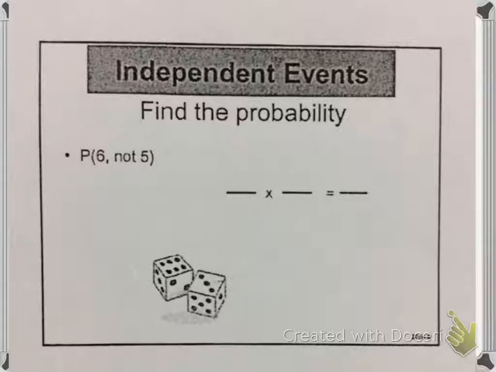On our next probability, we're going to find the probability of getting a 6, and then we're going to find the probability of not getting a 5. So the probability of getting a 6 on a dice would be 1 out of 6. The probability of not getting a 5 would be 5 out of 6. And then that would be 5 over 30, which would reduce to 1 over 6 for that probability.